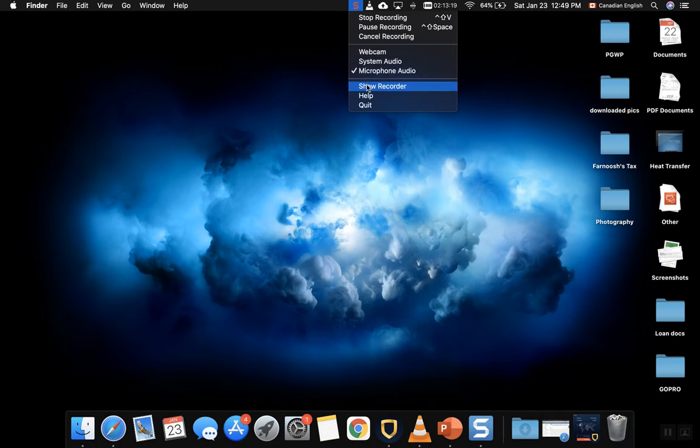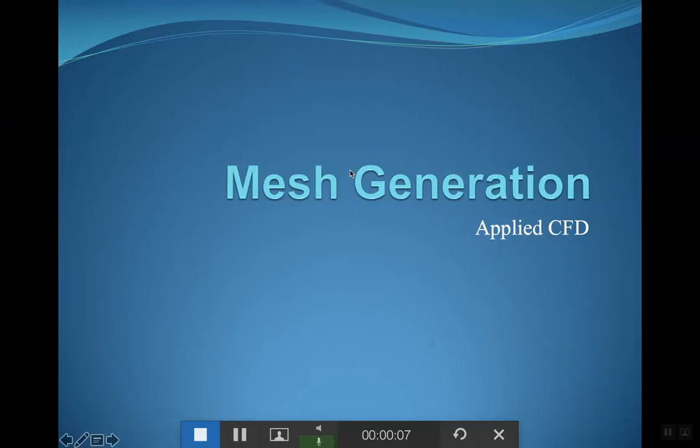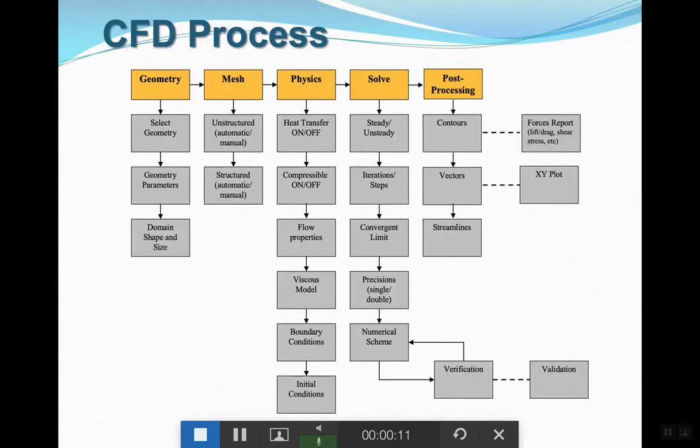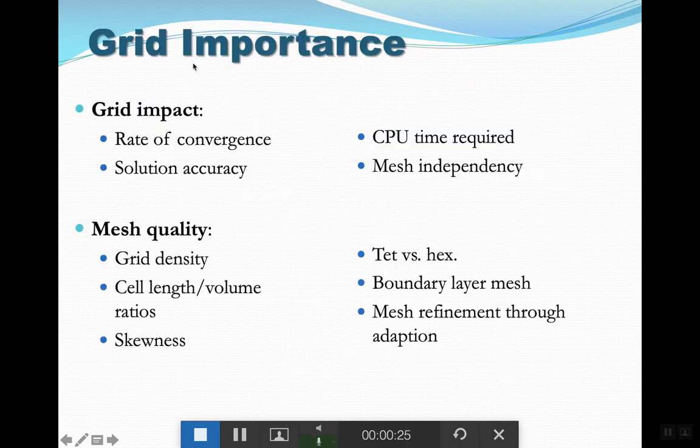Today we're going to talk about the next step in our CFD process, which is mesh generation. Going back to our CFD process again, last session we explained geometry modeling, which was the first step. Now we want to talk about mesh generation, which is the second step for us.